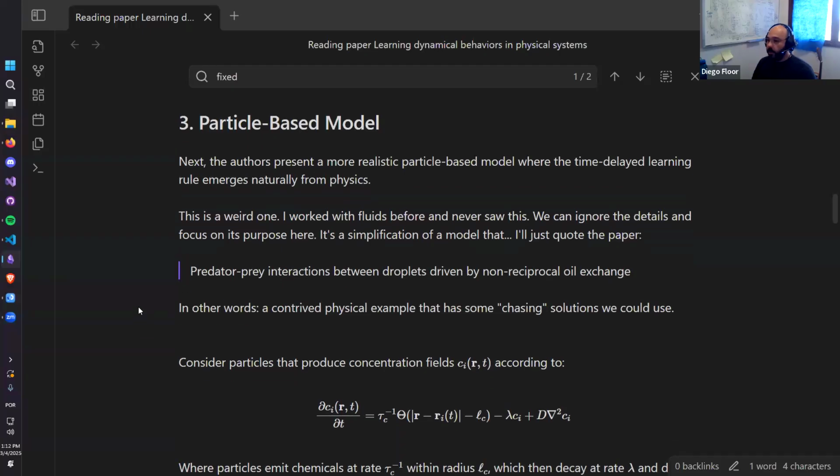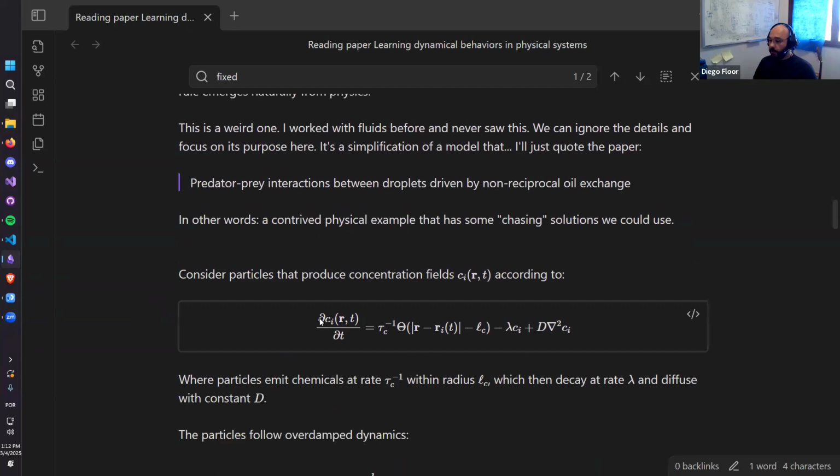So the next model they use is a particle-based model, which I thought initially it was more like a fluid system. I never saw this. This is an equation that governs the system, right? It looks very contrived to me, but apparently it was introduced to model something more complex. Here's the definition of the original model. This is a simplification of it, but it's a predator-prey interaction between droplets driven by non-reciprocal oil exchange. So it is a contrived example, but it's something that displays some kind of chasing behavior, right?